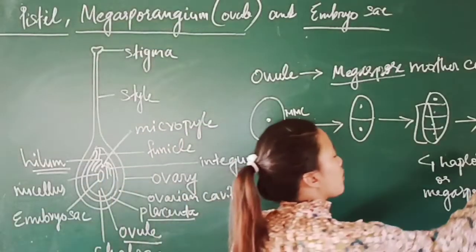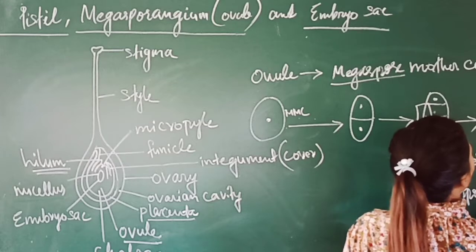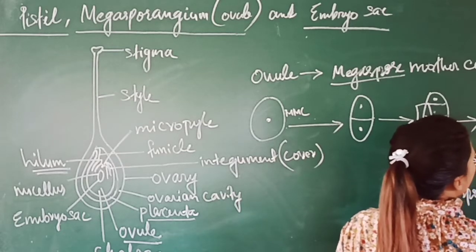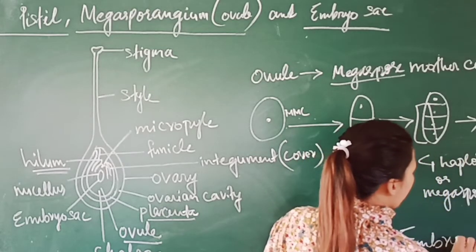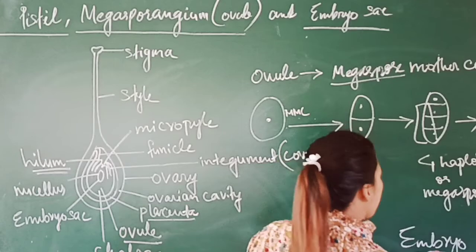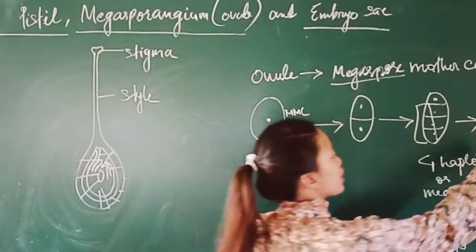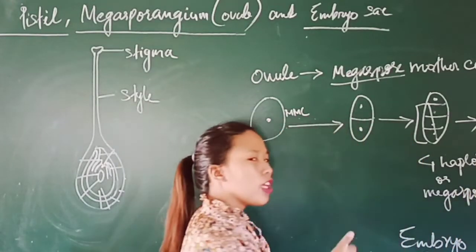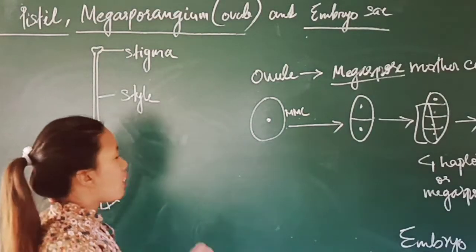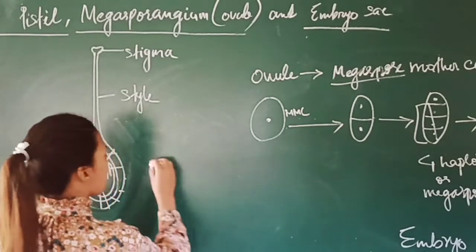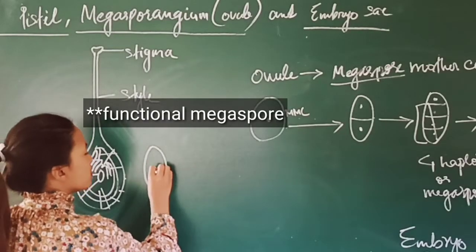Now this is the only functional megaspore. From this functional megaspore, after some processes, the embryo sac will develop. The functional megaspore develops into the female gametophyte, or the embryo sac. Now let us see how this process takes place. The same thing, I'll draw the megaspore mother cell here, with one nucleus.